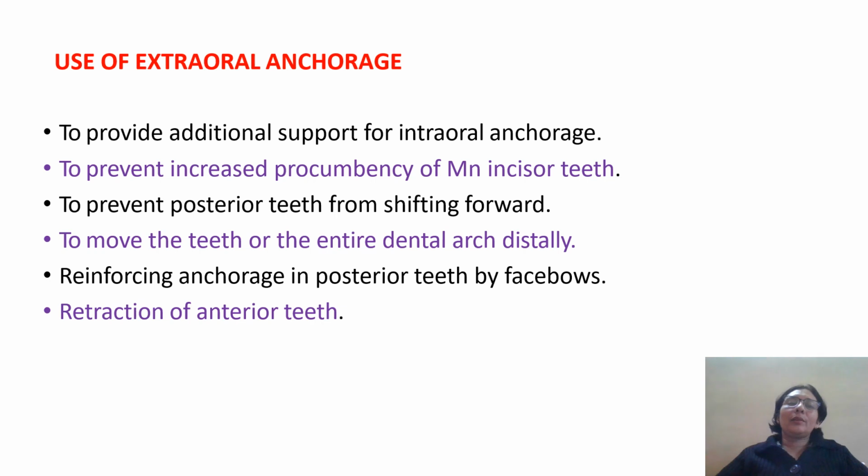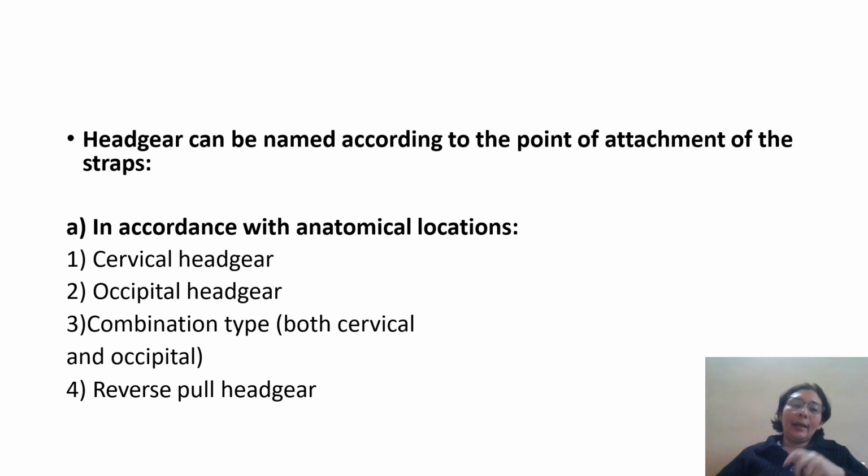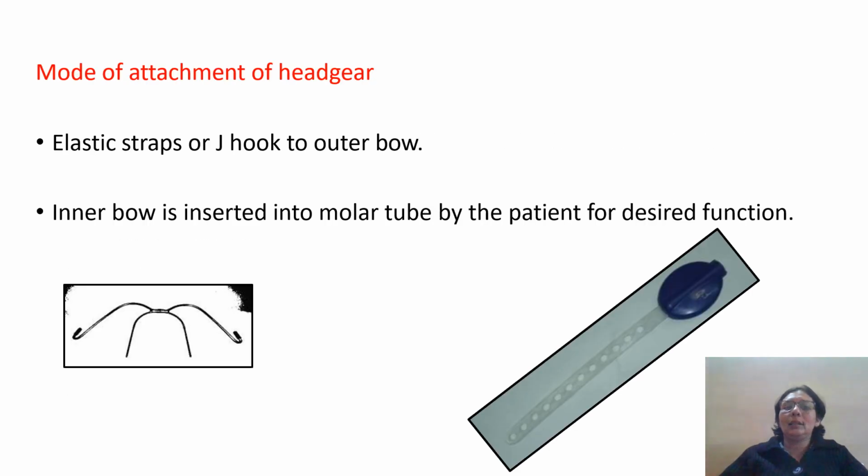So, uses of extraoral anchorage: to provide additional support for intraoral anchorage, prevent increased proclination of mandibular incisor teeth, prevent posterior teeth from shifting forward, move the entire arch distally, reinforcement of anchorage, and retraction of anterior teeth. Headgears can be named according to the point of attachment, which I've just told you: cervical pull headgear from the nape of the neck, occipital or high pull headgear from the occipital region.